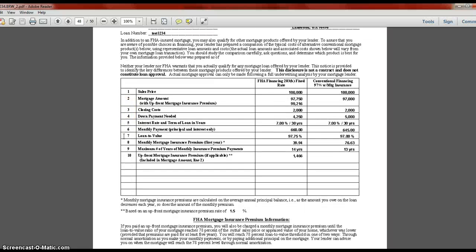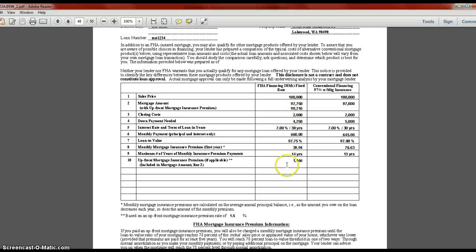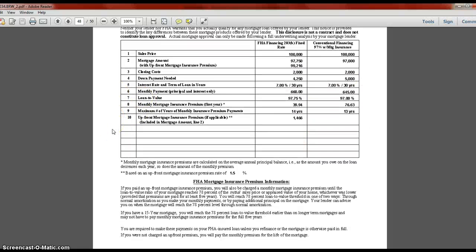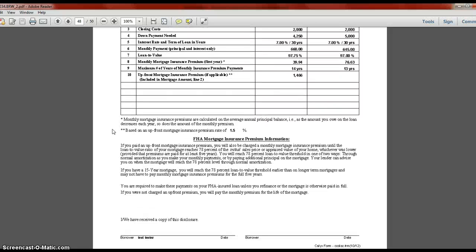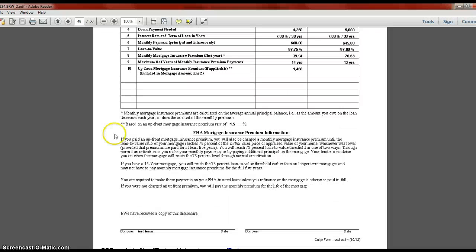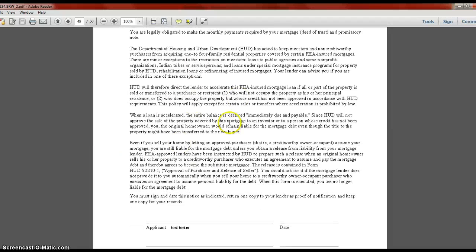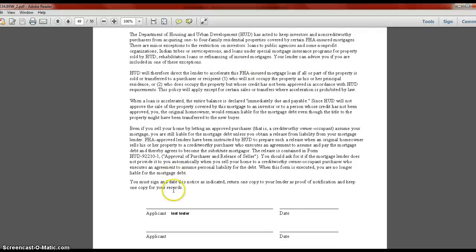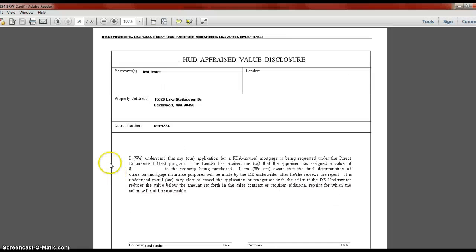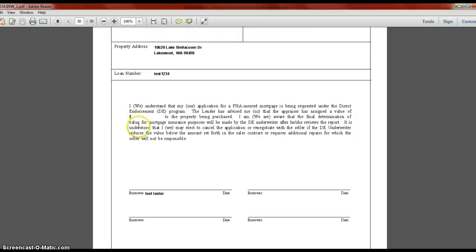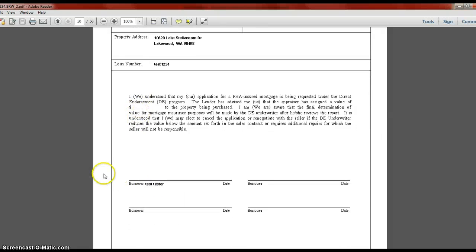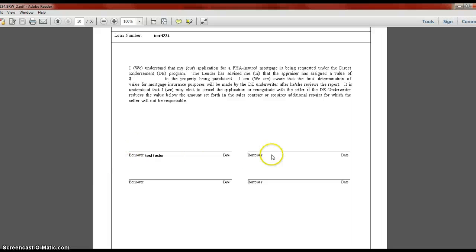And it's funny because this is from HUD and these are their numbers even though it's outdated. I don't understand why HUD hasn't even updated their numbers. Okay, then you sign here and here. Notice to homeowners, this will talk more about HUD and FHA. Sign here and here. HUD appraised value disclosure, more about your appraisal. Sign here and here.